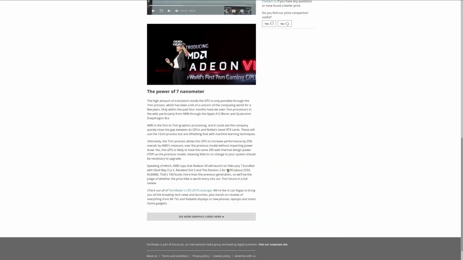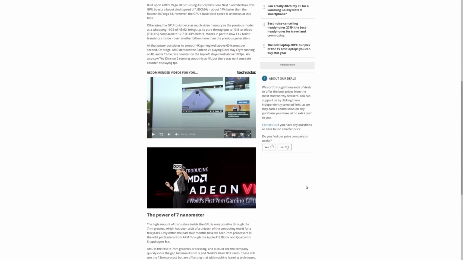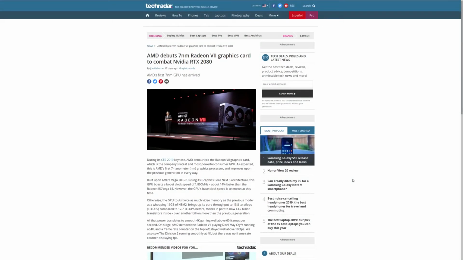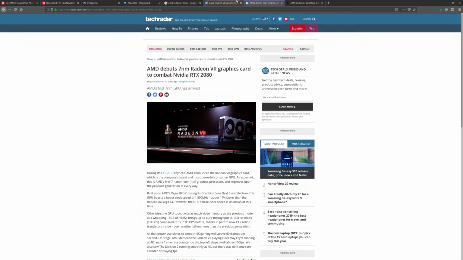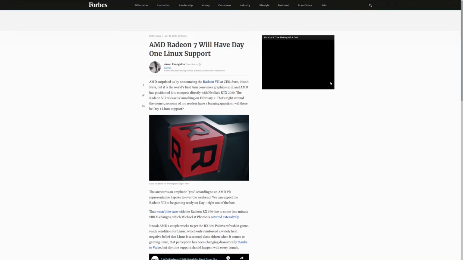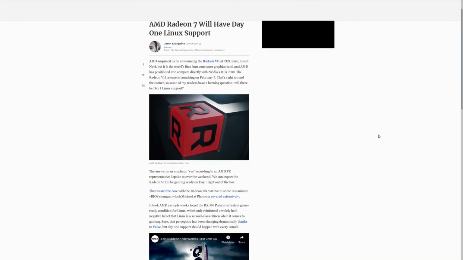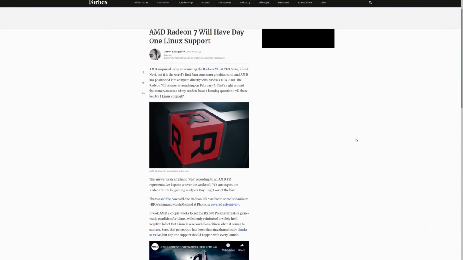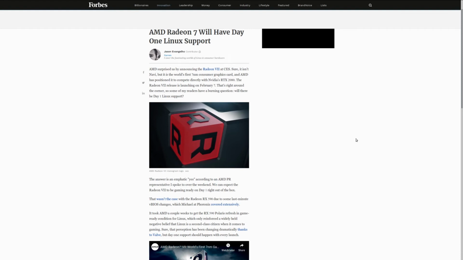And the pricing in the US is going to be around $699. It will be released February 7th. And it comes with Devil May Cry, Resident Evil 2, and Division 2. That's really great that they packed all the three games in. But the most amazing thing to me, I'm really impressed by this, is AMD is providing Linux support day one, which is so awesome. And this is something I think a lot of people in the Linux community have been waiting for a long time.